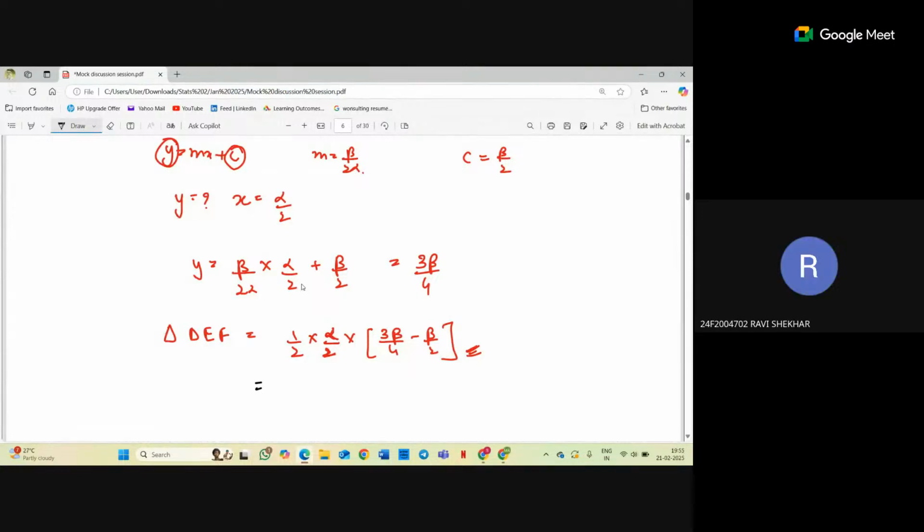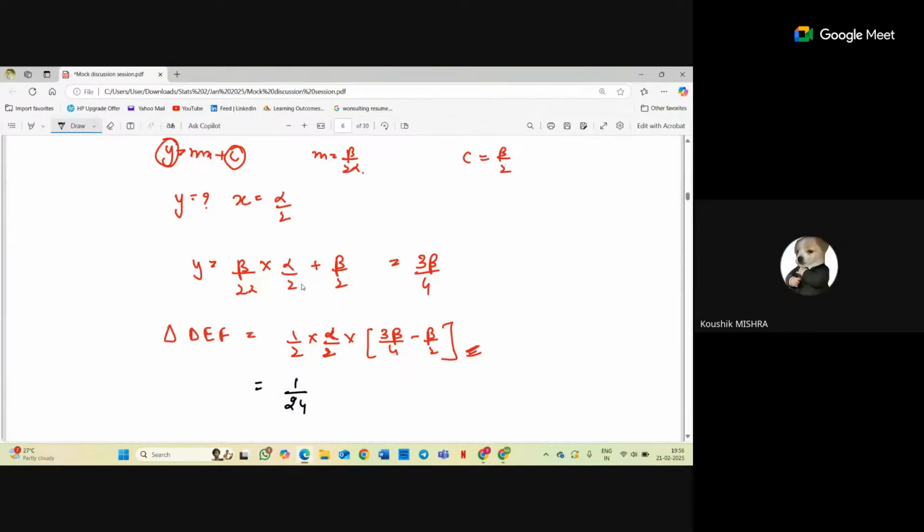1 by 4. 1 by 4 beta. 1 by 2 into alpha by 2 into 1 by 4 beta. So it would be 1 by 2. So if you have to put the alpha and beta, so 1 by 16. Alpha beta by 16. So it would be 1 by 24.